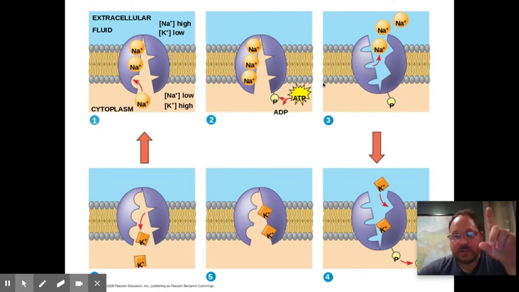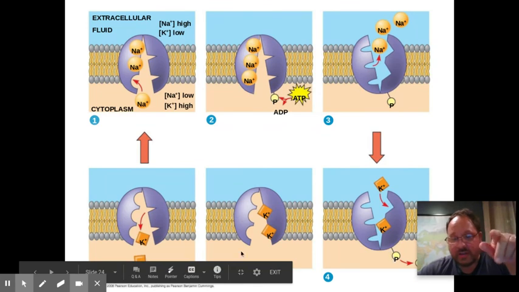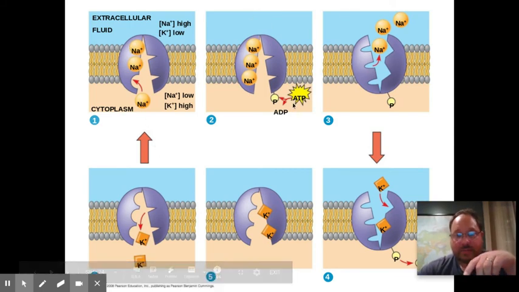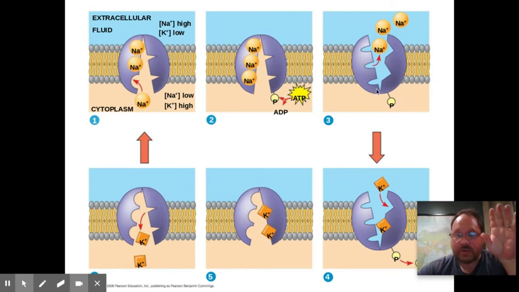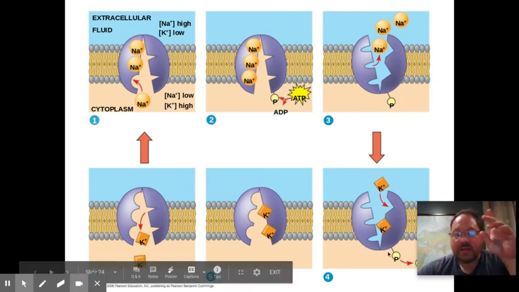Now, what's interesting is now it can allow potassium ions to dock. And then when the phosphate is shed, the carrier protein reverts back to its original shape and dumps the potassium ions back inside the cell. So you continue that cycle. Sodium ions dock, ATP is added, the membrane changes its shape, translocates the sodium ions, and allows potassium ions to dock. That phosphate is shed, the protein reverts back to its original shape, and you start the cycle over again.